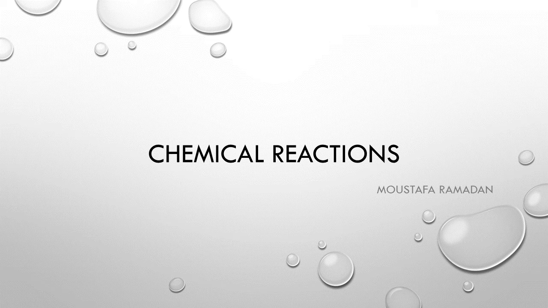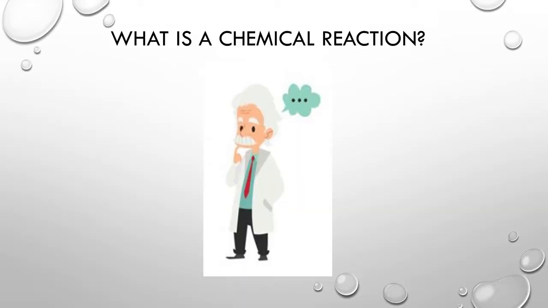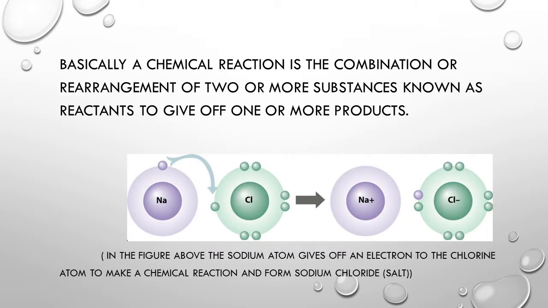Hello, today we will discuss chemical reactions. First, let's start off by saying what's a chemical reaction. Basically, a chemical reaction is a combination or rearrangement of two or more substances known as reactants to give off one or more products. In the example above, you can see sodium reacting with chlorine to give off sodium chloride, and this is an example of a chemical reaction.